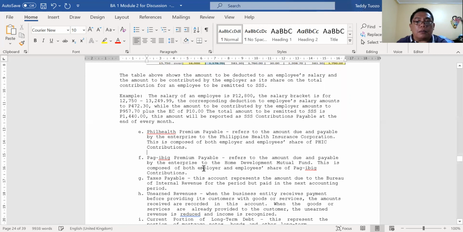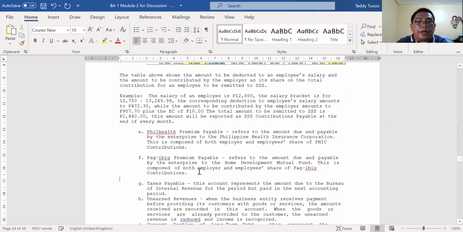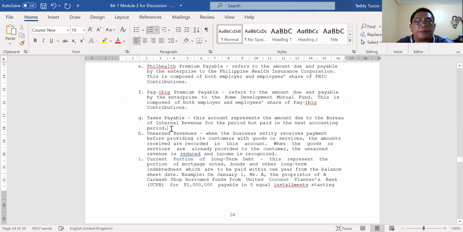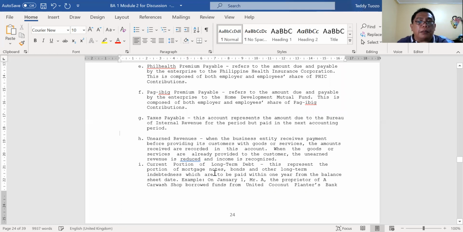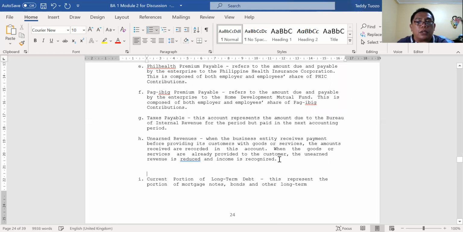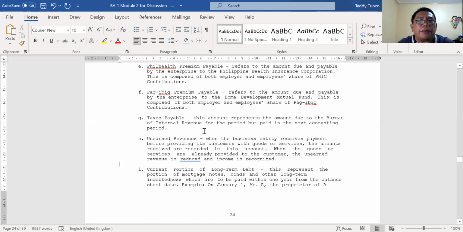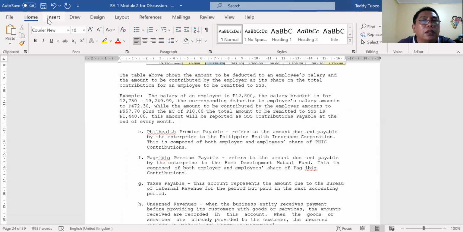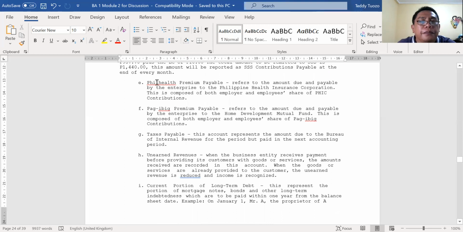For PhilHealth, I think it's 5%, but the minimum of which is 100 pesos. I don't know if it is 5% or 1%. I'm not familiar. Pag-IBIG, as defined again, they have their separate table for how much would be payable.